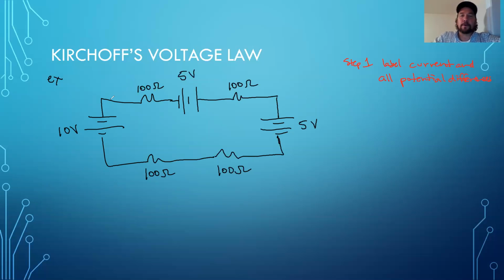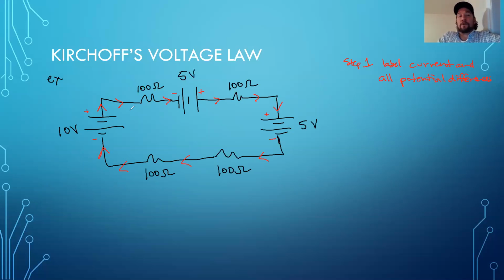All right. So I'm going to make a guess and say my current is going clockwise. It's not really a guess. I've done these so many times that I know this is true. Okay. I know my battery is plus minus like this because of the actual battery. This one is plus minus like this. This one's plus minus like that.